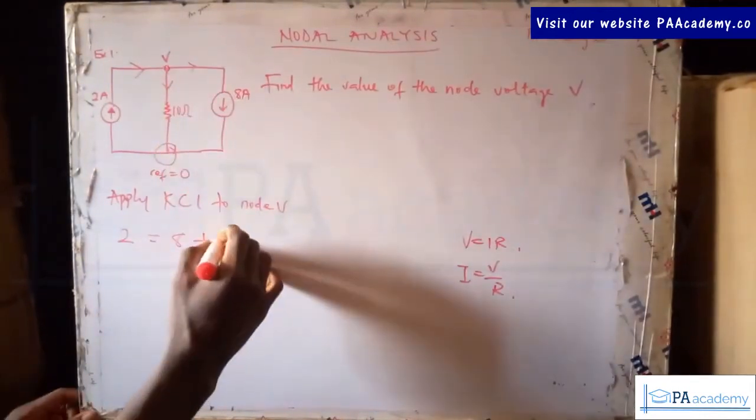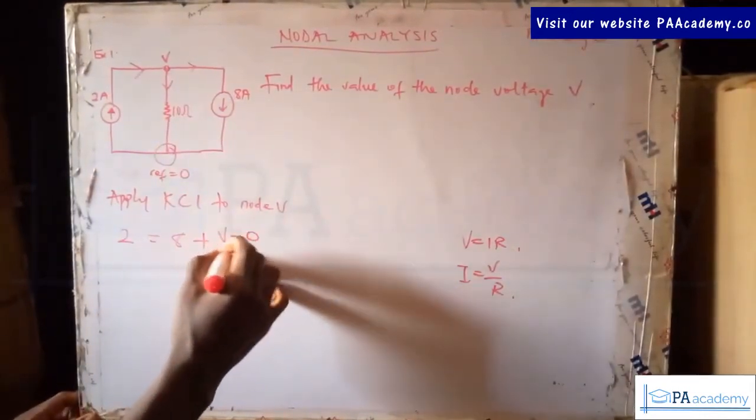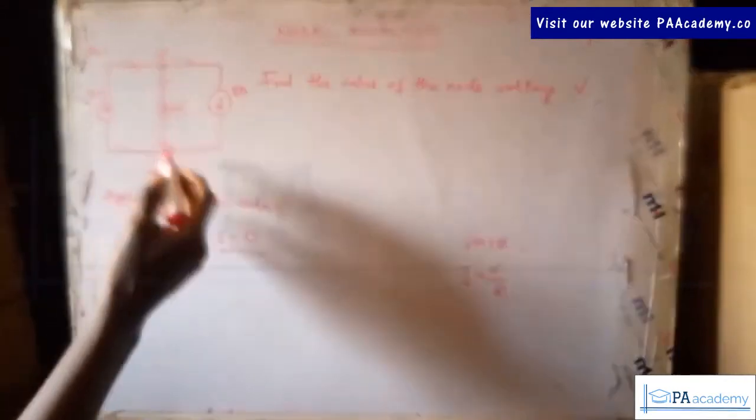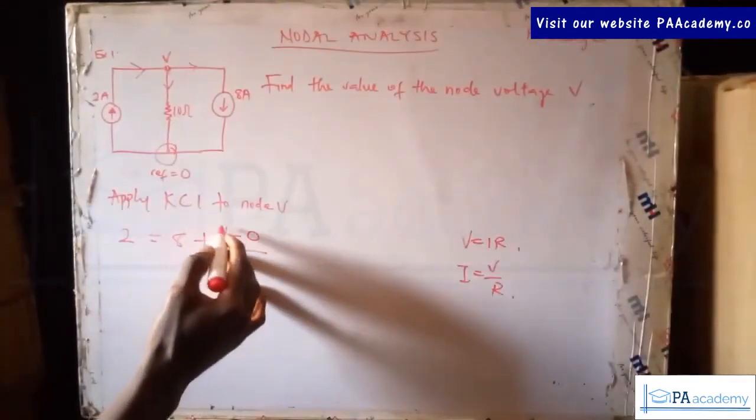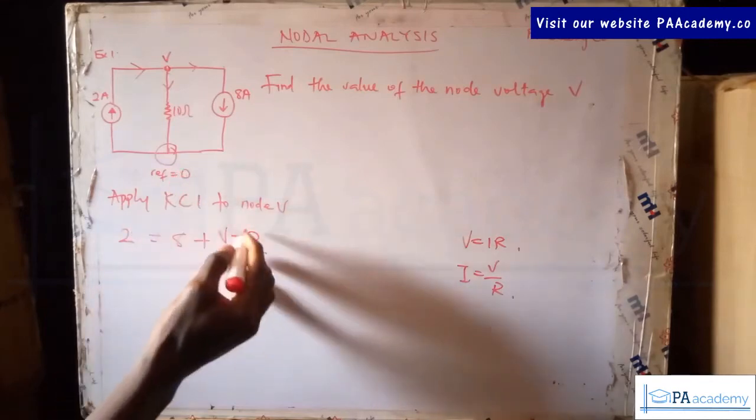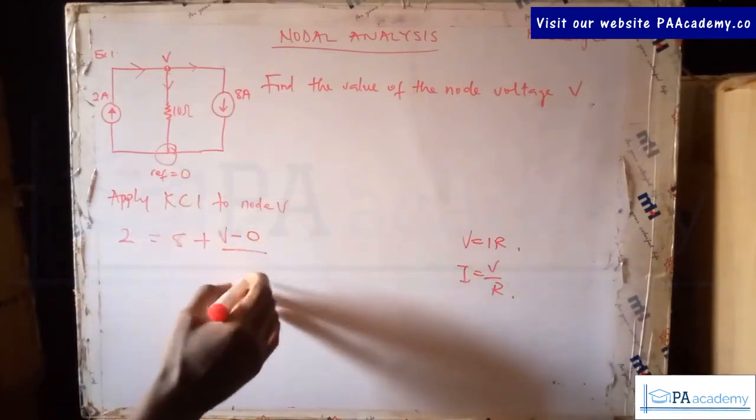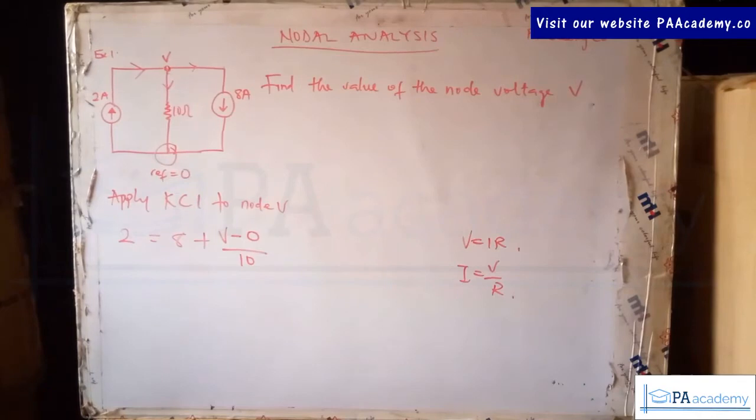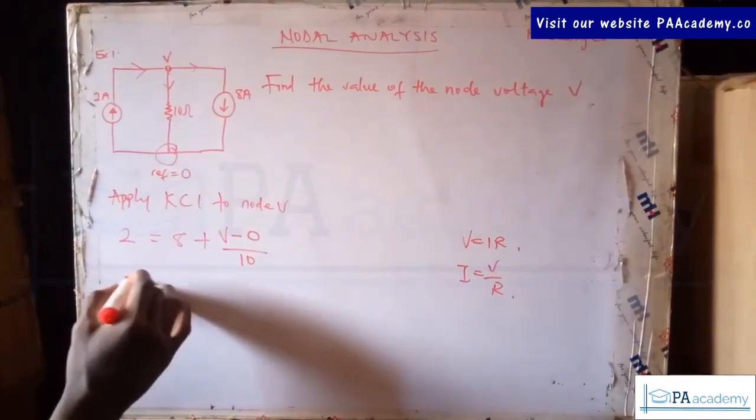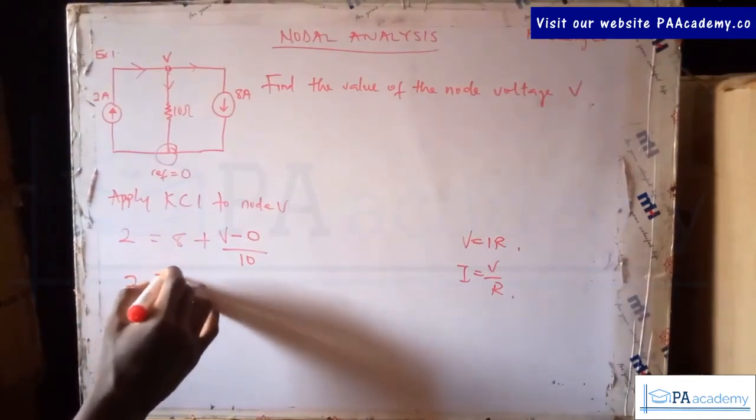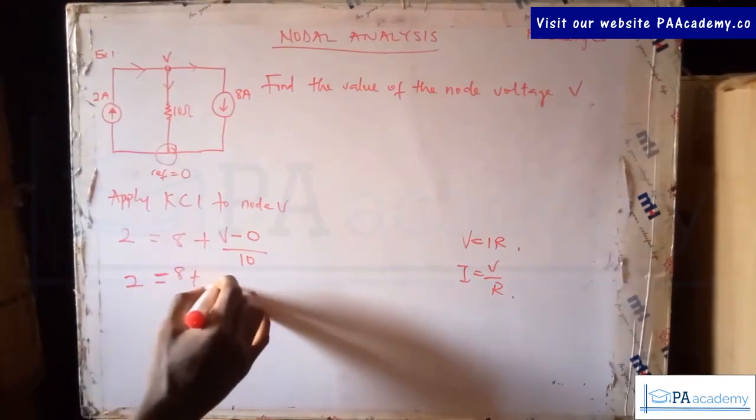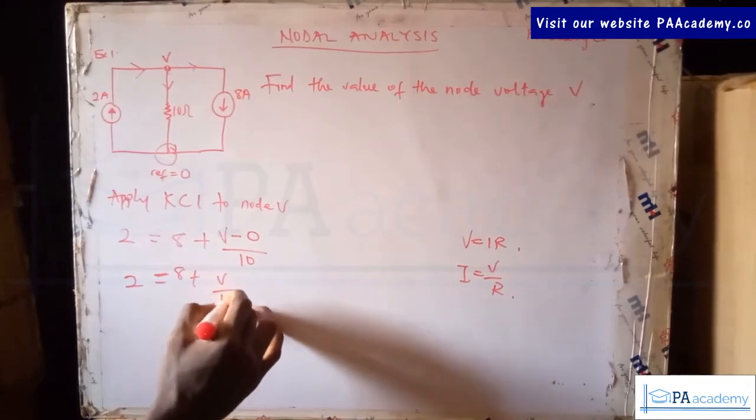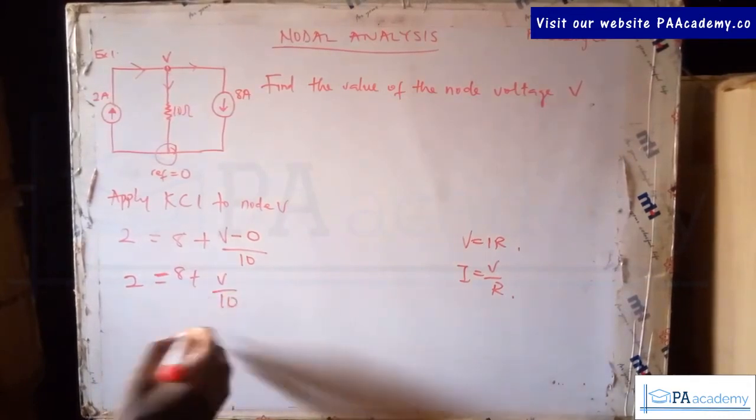So that will be V minus 0 divided by the resistance, that's V over R. So we've gotten V minus 0 because this is 0. I intentionally had it here, though some might decide to skip it, divided by 10. Are we following? So with that we have 2 equals 8 plus V divided by 10.